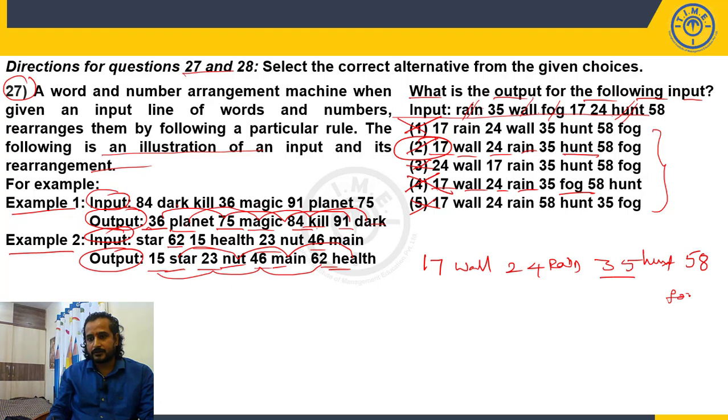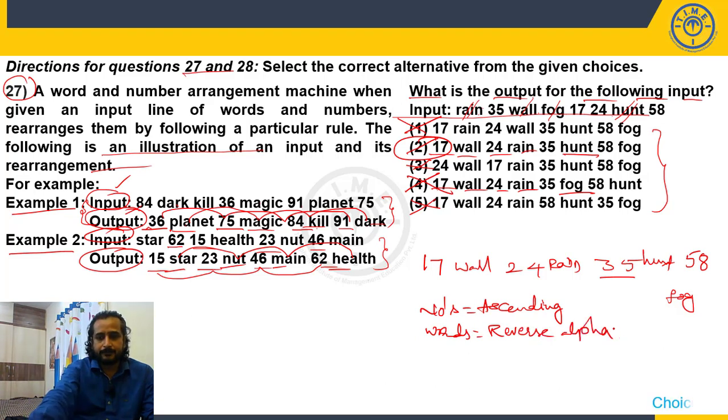What is the remaining after 58? It should be fog. So no need to write the entire steps because the steps are not given here. Just directly input and output are given. So observing the input and output, you have to decide the logic. We have given two illustrated examples, and in both cases the logic is the same, so we have applied the same logic to identify the output. How are the numbers arranged? In ascending order. How are the words arranged? In reverse alphabetical order. So choice 2.